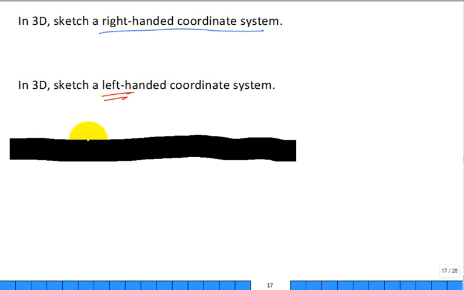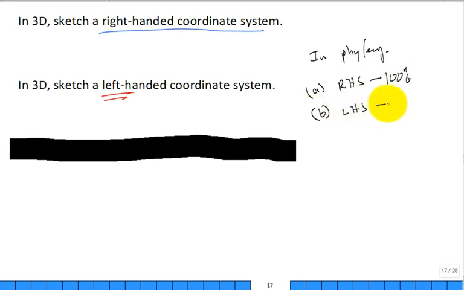All right, so when you move into 3D calculations, and I'm sure some of you have done 3D calculations, you have to pay particular attention to your coordinate system. Is it either right-handed or left-handed? Okay. So this is a question. In all of physics and engineering, which coordinate system is used most often? A, the right-handed coordinate system is used 100% of the time. B, the left-handed coordinate system is used 100% of the time. Or C, the right-handed and left-handed coordinate system are about 50-50.